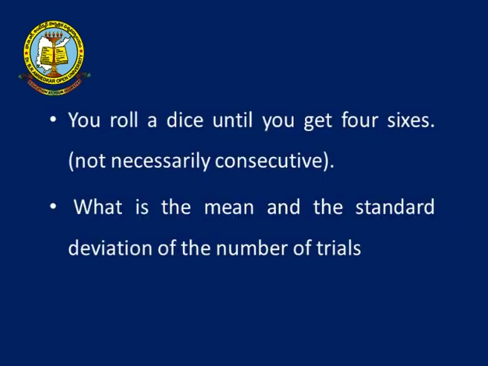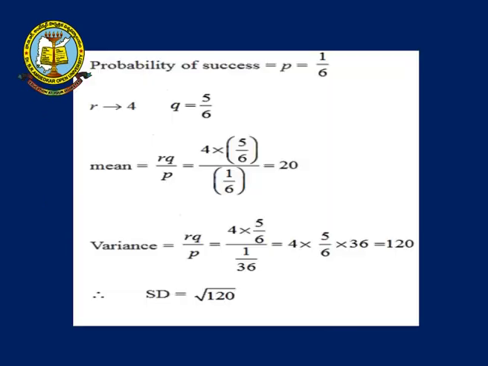You roll a dice until you get four 6s, not necessarily consecutive. What are the mean and the standard deviation of the number of trials? So this one we are taking here. This is also the same as finding here, RQ by P and the standard deviation, as in the earlier one, with successes and failures.